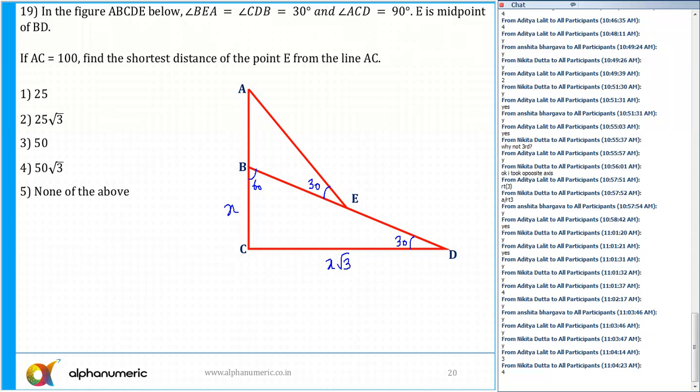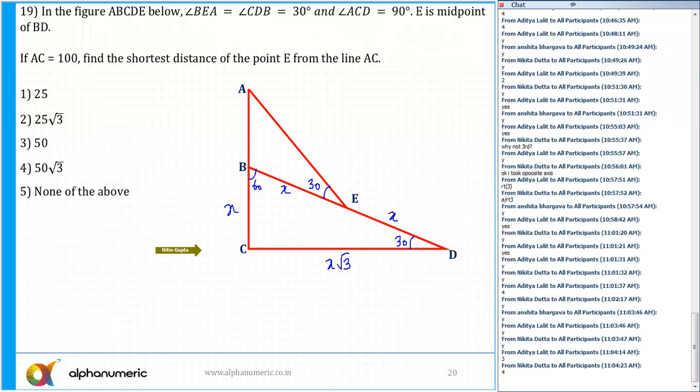It also says that E is the midpoint. So E is the midpoint. So the length of BE is equal to X, and the length of BE is also equal to X. Okay? X root 3 and the BD should be equal to 2X. So E is the midpoint. So this is X and X here. If AC is equal to 100, find the shortest distance of the point E from the line AC.